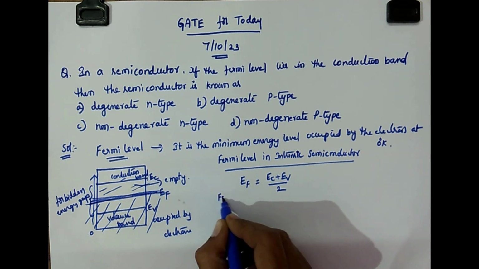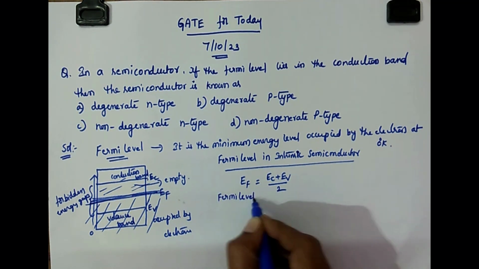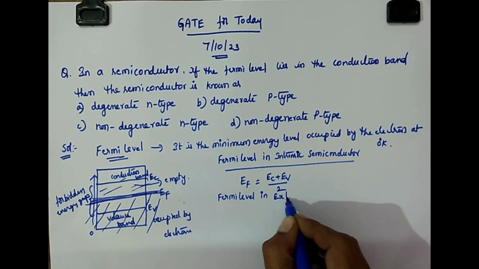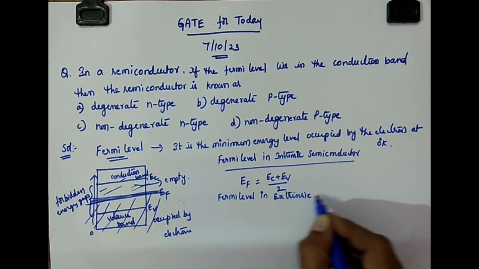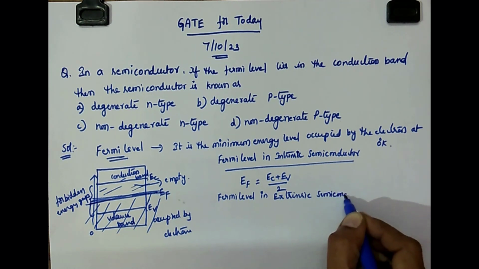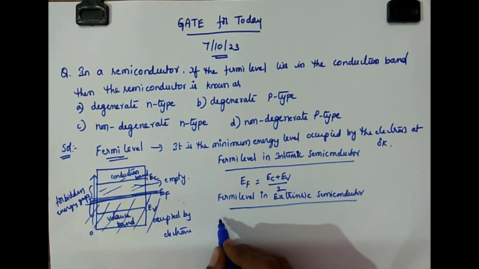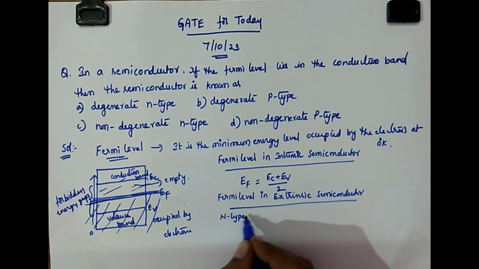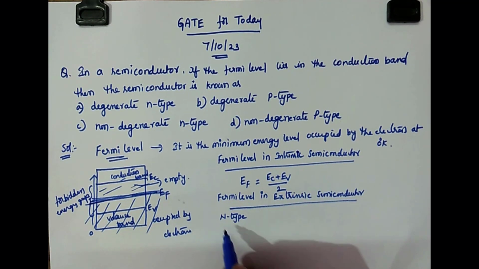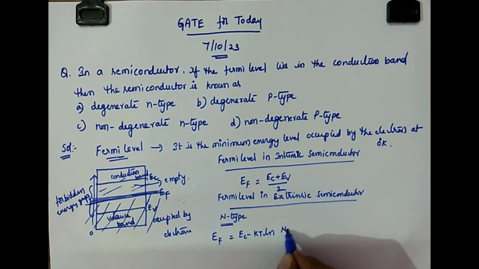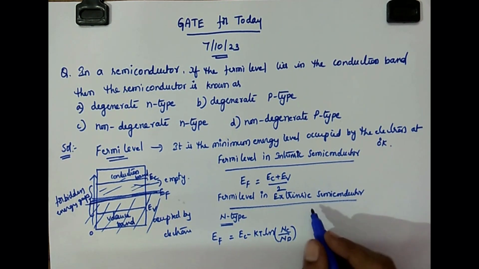And Fermi level in extrinsic semiconductor. That too, if you go for n-type extrinsic, the Fermi level EF is equal to EC minus KT ln (NC by ND). Okay. So what is this?